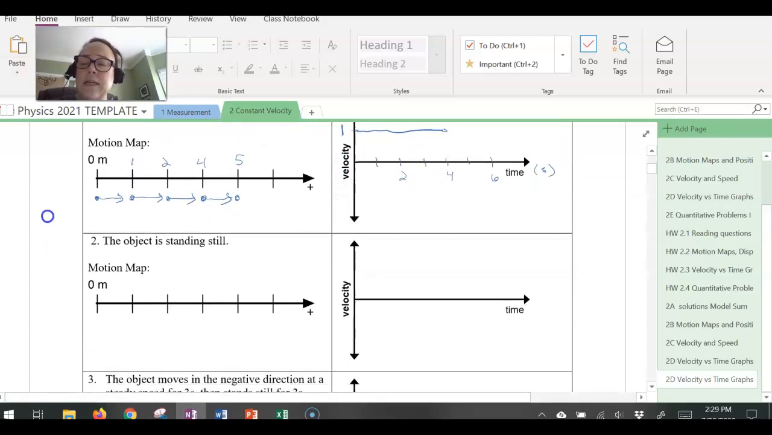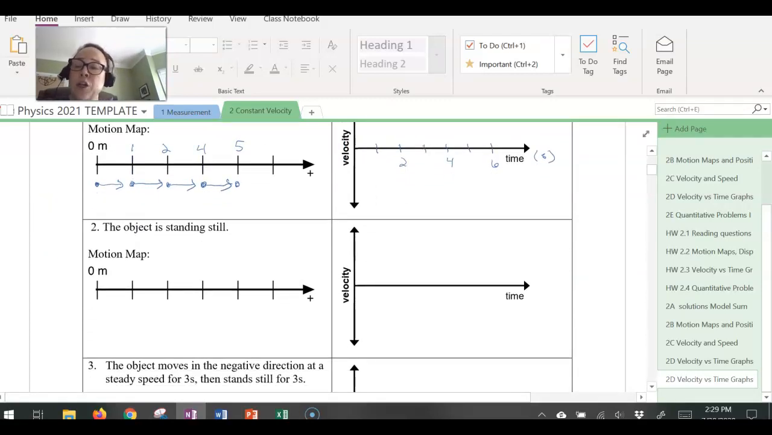Let's look at the next example. Here we want to talk about an object that's standing still. So maybe I'll just put it at 2 meters at that position. It's there at time 0, it's still there at time 1 second, it's still there at time 2, it's still there at time 3, it's still there at time 4. The dots stack up on a motion map when the object is not moving.